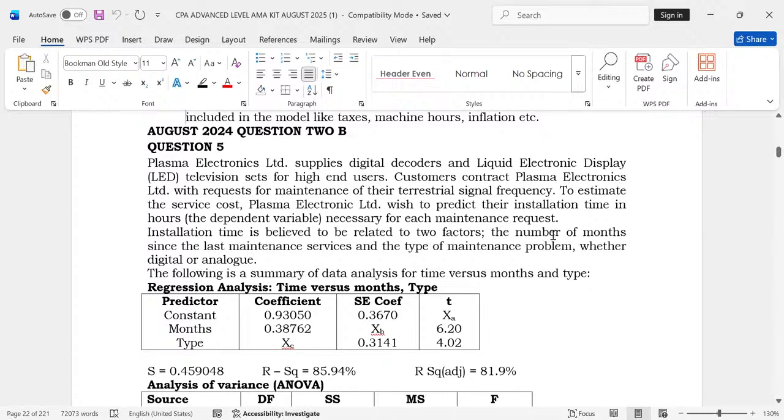Number 1, the number of months since the last maintenance service, and then the type of maintenance problem, whether digital or what is it, analog. The following is a summary table for time versus months and type. So you can see the predictor, constant, months, the type there. We can see their coefficients, their standard errors of coefficients, and then the T ratios.